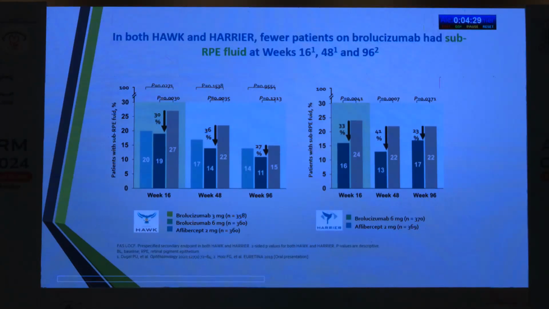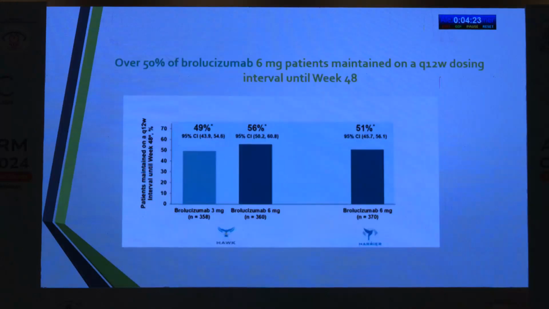Brolucizumab is one agent which helps to reduce the sub-RPE fluid, even in the real world examples we have seen. Another advantage is that the 6 milligram dose of brolucizumab helps to maintain every 12-week dosing after the initial loading phase. We can phase out the injections after the initial loading phase to every 3 to 4 months.